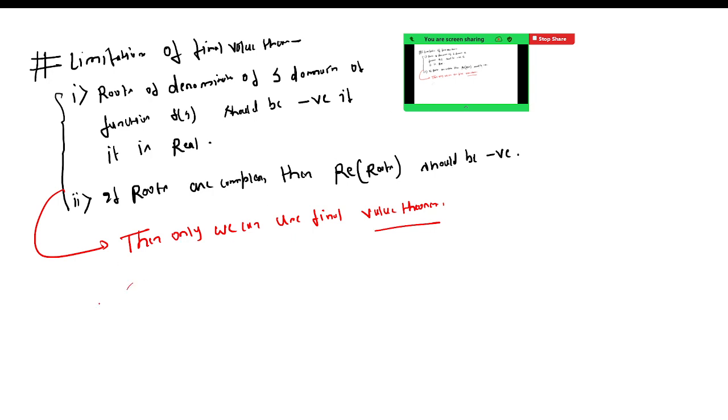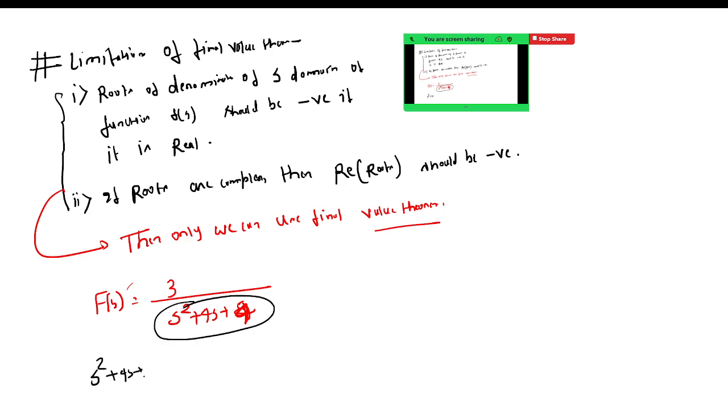So first, let's say a function F(s) is given, let's say 3 upon s square plus 4s plus 4. If this is given, what is our denominator? This is our denominator. First, I'll check the denominator's roots. s square plus 4s plus 4 equals 0. So we will be getting s equals minus 2 and minus 2. So our roots are negative. If roots are negative, then we can use the final value theorem.